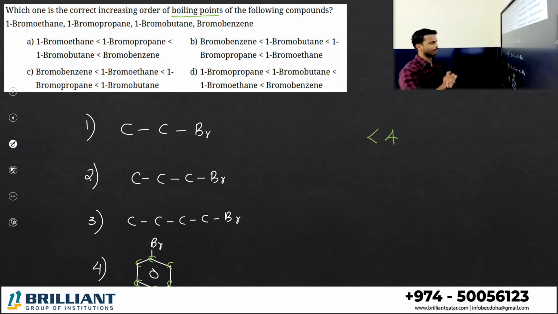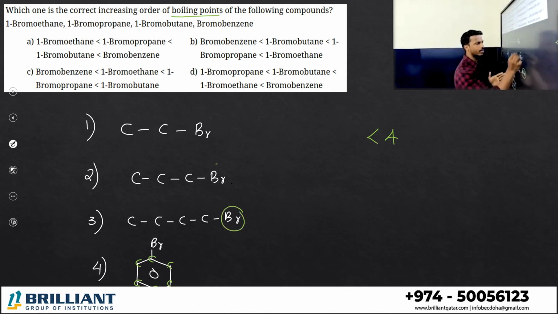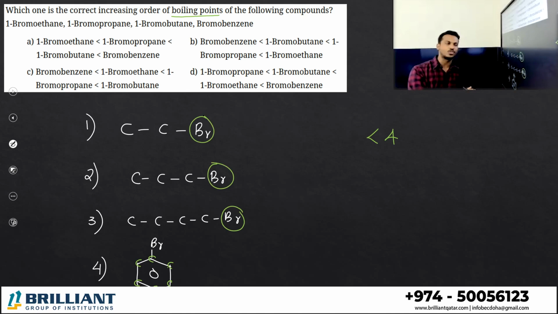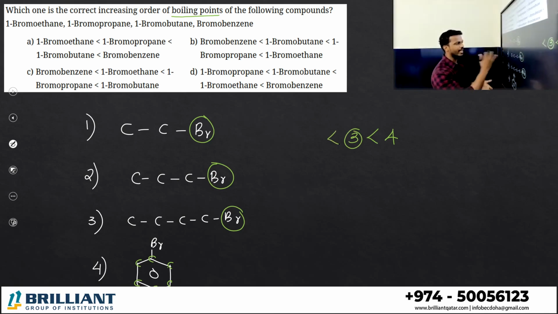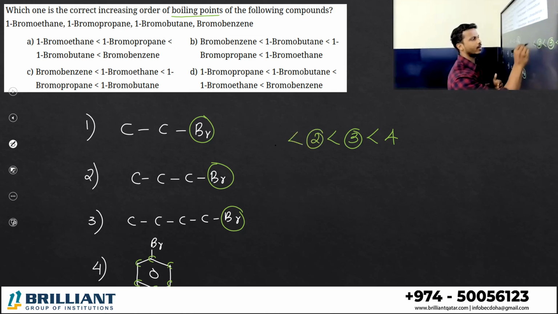Okay, then next one, we can discuss the third compound. All of them contain bromine as the halogen, but the third compound contains 4 carbon atoms and all are in a linear chain, surface area very great, no branching. So third one. After that, we can go to the second one because it contains 3 carbons and 1 bromine, second one, and then first one.